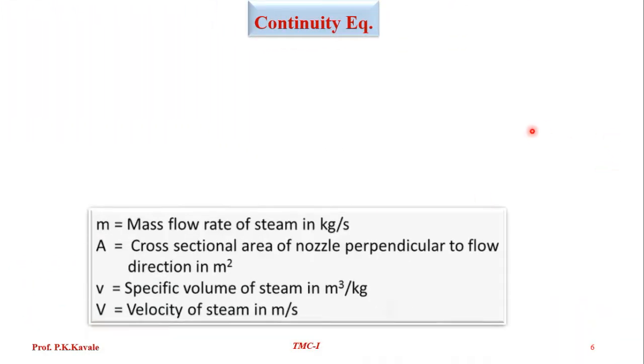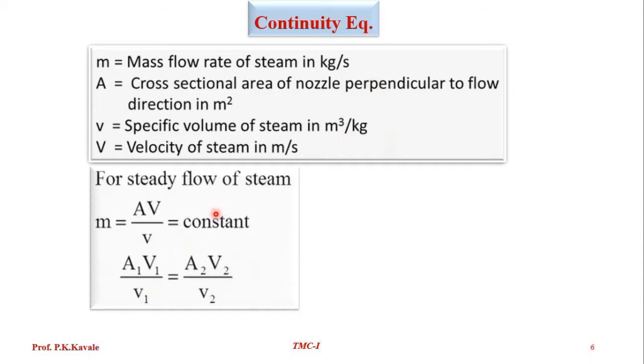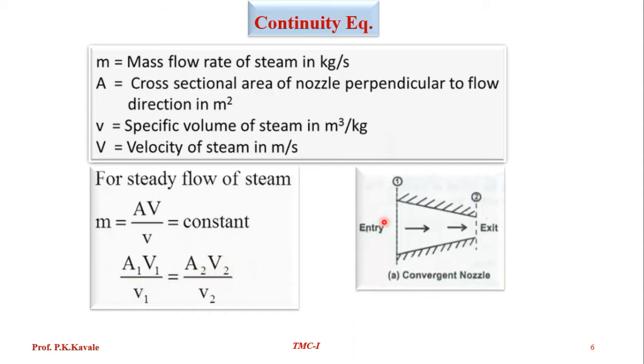Now, what does the continuity equation say? This is the important one. M stands for the mass flow rate through the nozzle. At entry and exit, the mass flow rate is always equal. Mass flow rate is given by A V by v, where A is the cross-section area, capital V is the velocity of the steam or fluid flowing through the nozzle, and small v is the specific volume of the steam. So A1 V1 by v1 equals A2 V2 by v2. At entry and exit, the mass flow rate is always constant, the same, equal.